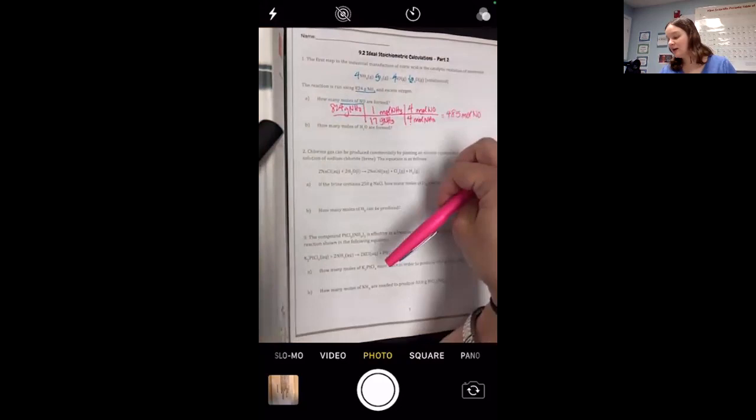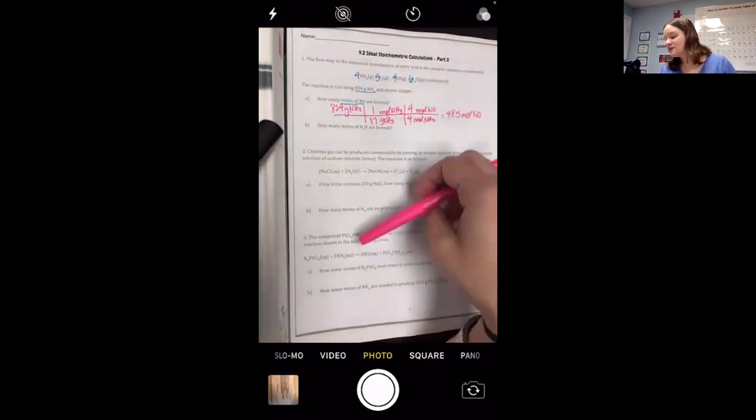Okay, so remember at each step, I know you don't want to write these all in. I know, you just want to write the numbers, but it really helps to keep track of where you're at in the problem if you write out that you have grams and what substance, or you have moles and what substance you have. Okay, it keeps you on track.